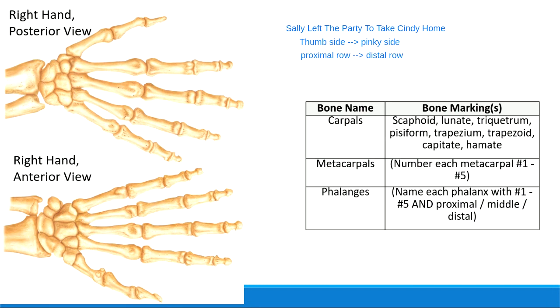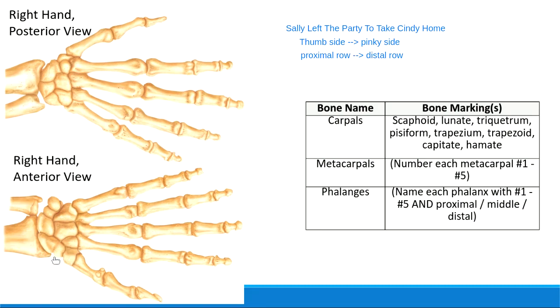So what does that look like on your picture? It looks like we start on the thumb side over here with our big bone right here, and we name them going next door neighbors, and then we go back over to this side and we name those bones one at a time from the thumb side to the pinky side. First we start in the proximal row, we go into that distal row.